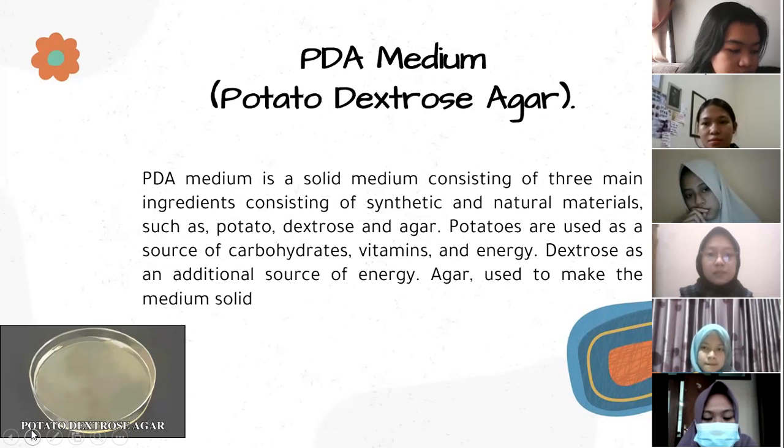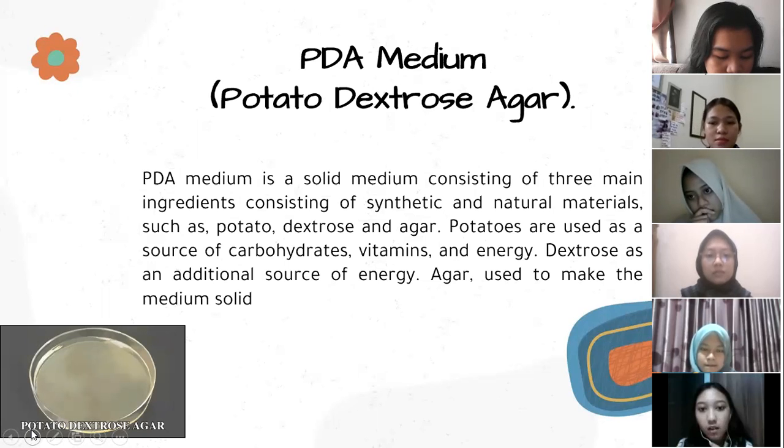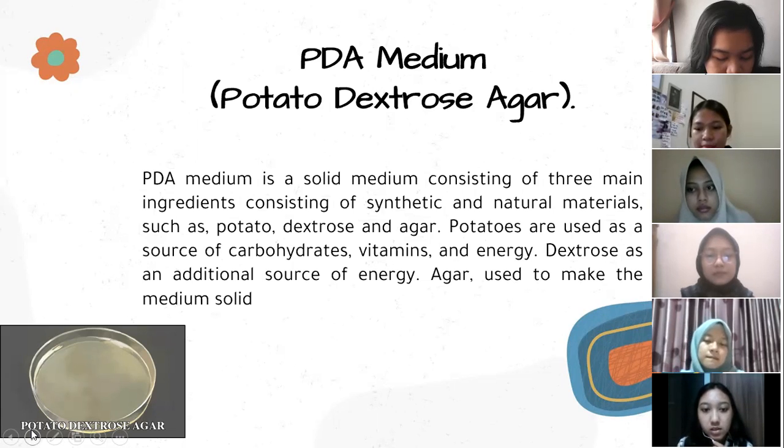The next is PDA medium, potato, dextrose, agar. PDA medium is a solid medium consisting of three main ingredients: potato, dextrose, and agar. Potatoes are used as a source of carbohydrates, vitamins, and energy. Dextrose is an additional source of energy. Agar is used to make the medium solid.